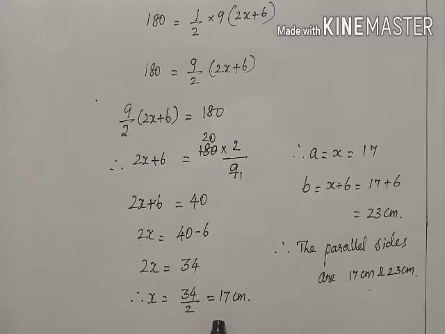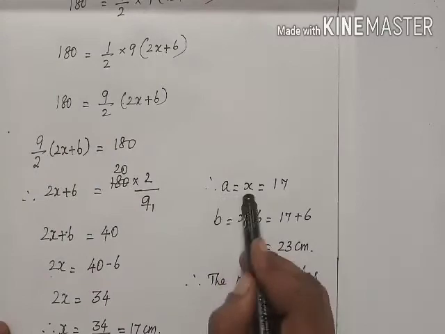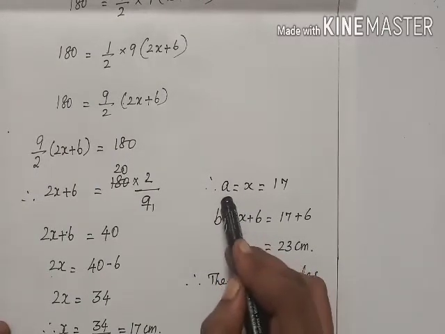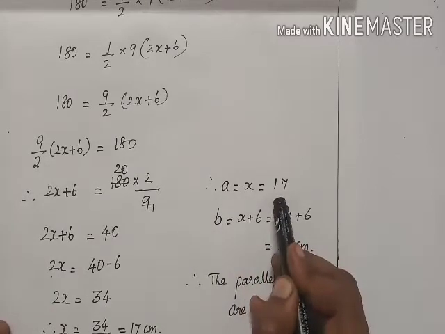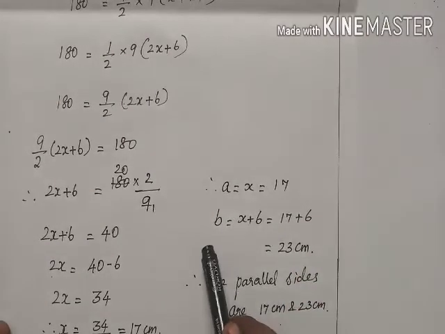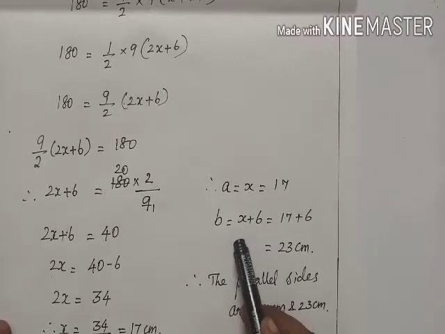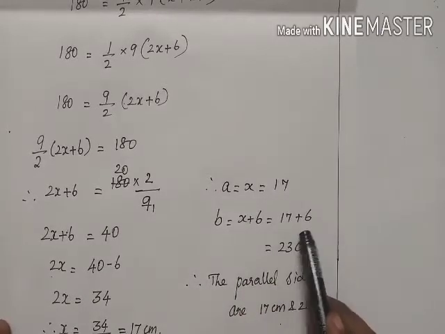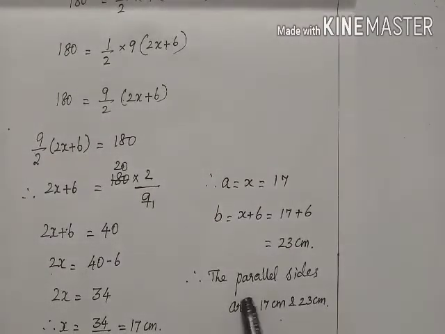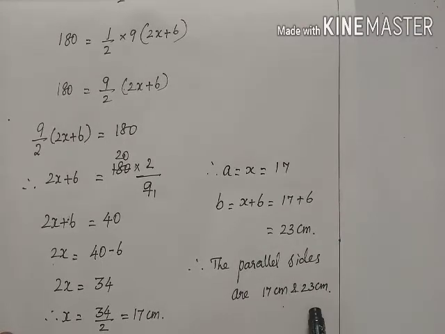With this value, we have to find the parallel sides. Already we took parallel side A is equal to x, so the value of A is equal to 17 centimeter. And B is equal to x plus 6. Substitute the value of x: 17 plus 6, 23 centimeter. Therefore the parallel sides are 17 centimeter and 23 centimeter.